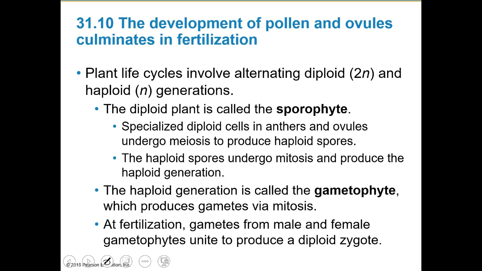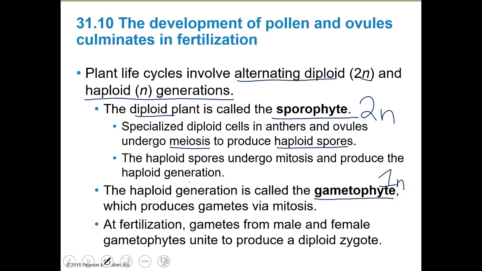So, plant life cycles involve alternating diploid and haploid generations. This is a review of the alternation of generations. The diploid plant is our sporophyte, so hopefully remember that our sporophyte is 2N. Specialized diploid cells in the anthers and ovules undergo meiosis to produce haploid spores. The haploid spores undergo mitosis to produce a haploid generation, right? That thing is called the gametophyte because it's our gamete-producing plant that is 1N. Fertilization: the gametes from male and female gametophytes unite to form a zygote.